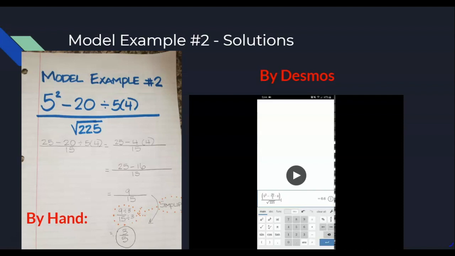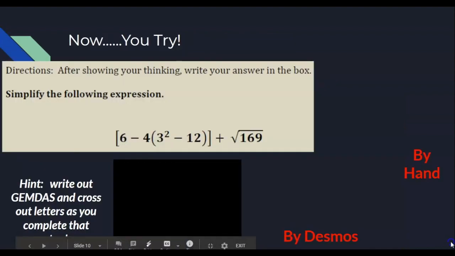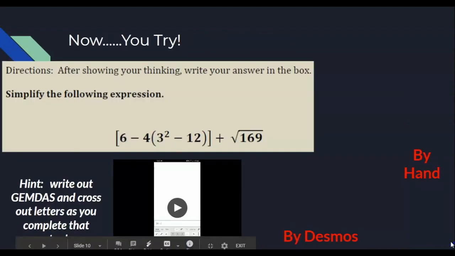You've been shown both approaches. Some students like to work by hand, some like to use the calculator. Whichever one you choose is totally fine. Now, here's a problem for you to try yourself. Please take some time to write down the expression and simplify it. We'll look at the solution shortly.